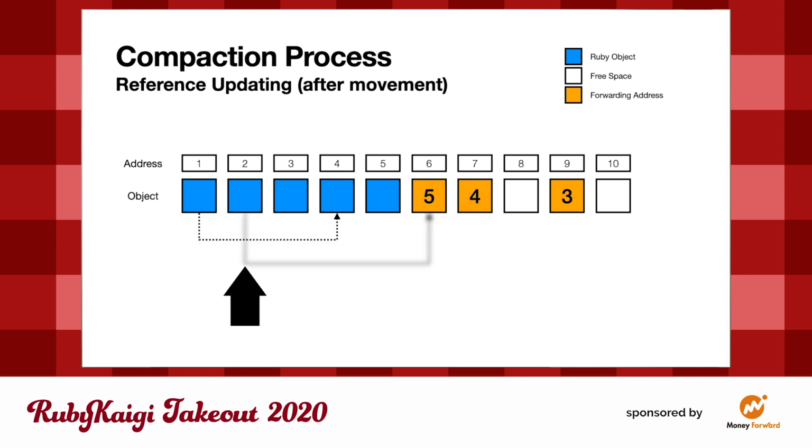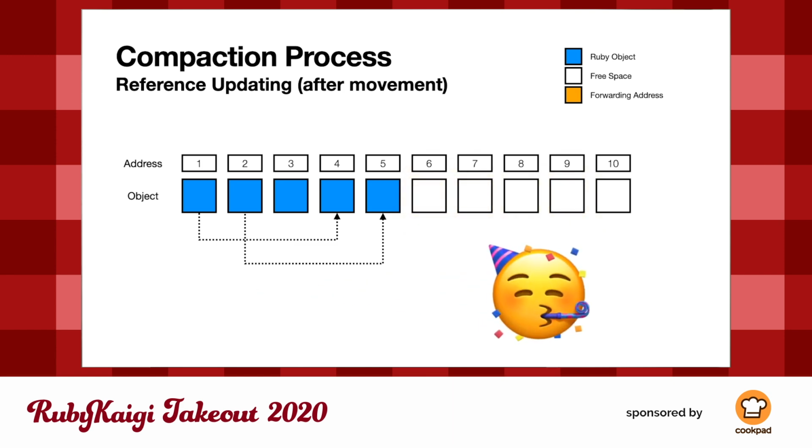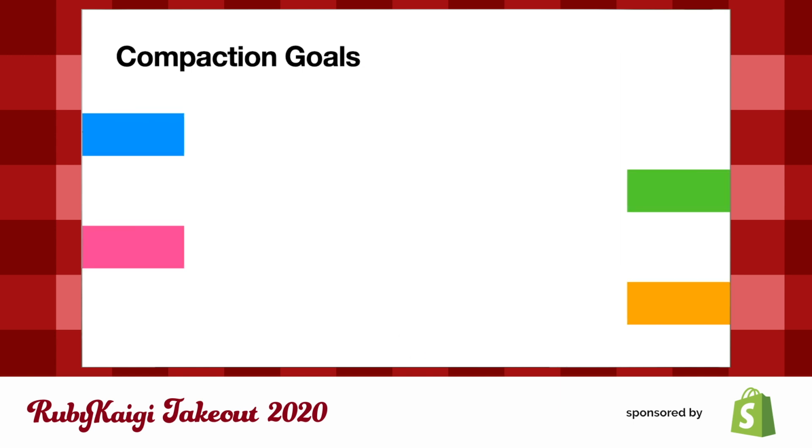The next object, 2, is pointing at 6, but 6 moved to 5, so we update the reference. We repeat this process for every object in the heap and then update their references. When this is done, we can clear out the forwarding addresses and compaction is complete.